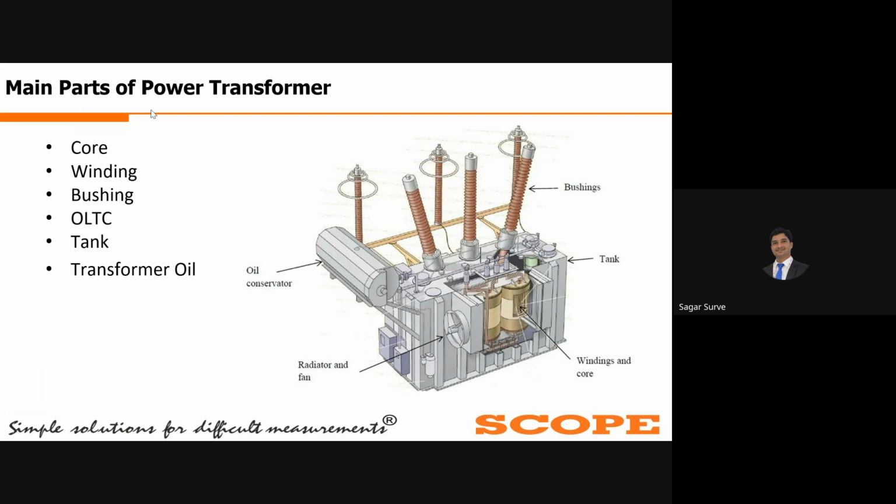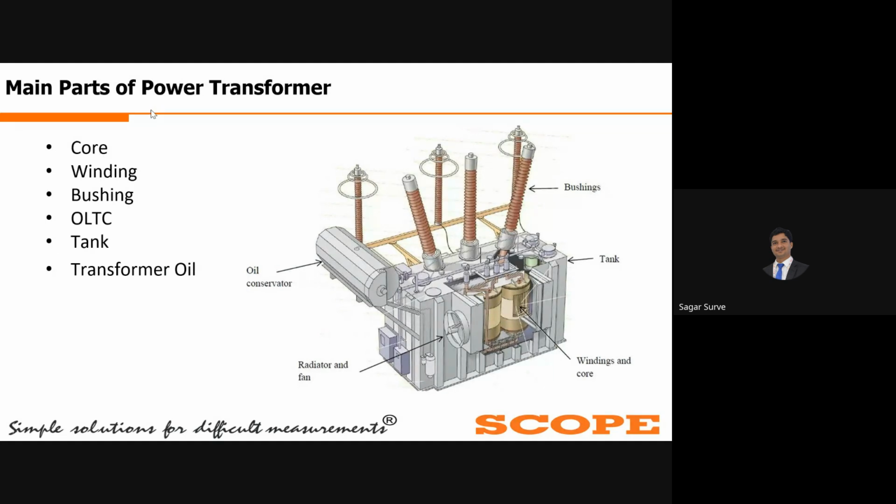The OLTC is also an important part of our transformer, because many times the voltage we are expecting at the HV side of the transformer is not constant. There can be variations in the input voltage. If variations are there in the input voltage, the same can happen towards the output side also, and that can affect the load. Whatever load we are using, it can be a motor or any other resistive load. So to avoid that, we are using OLTCs.